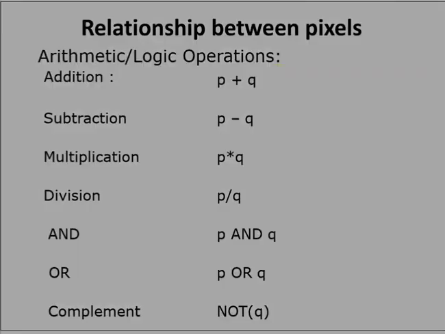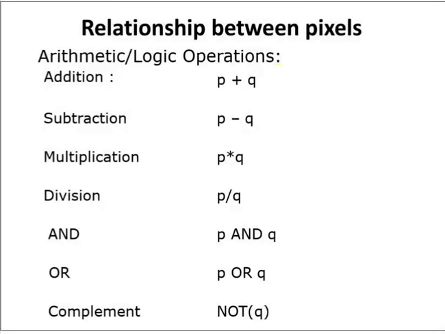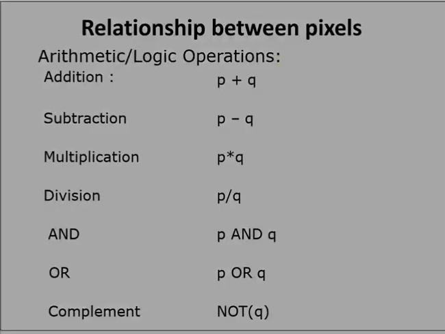Then the next one is the logical operations. Logical operations between the pixels are and, or and complement. The AND logical operation performs the multiplication of the pixel values, that is denoted by P and Q.